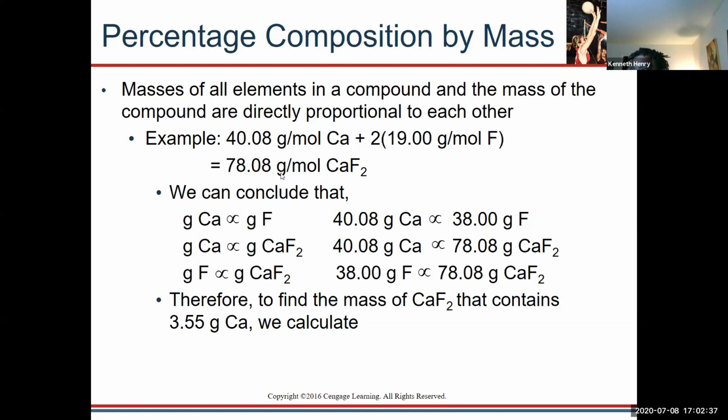We know that we could set up a proportionality between the two, and we can use that proportionality to give us solutions. Let me show you.